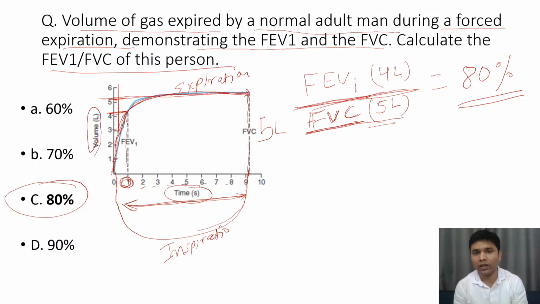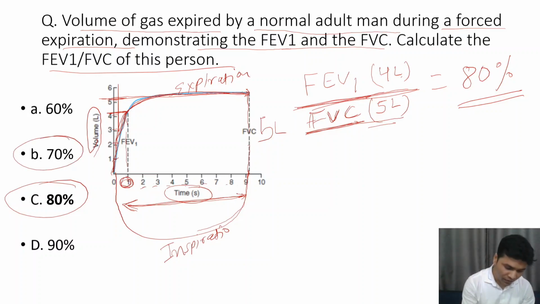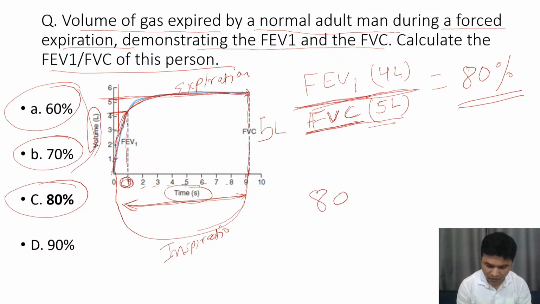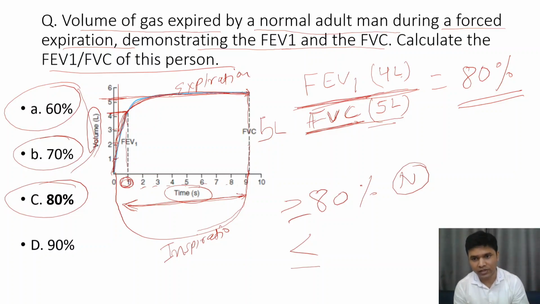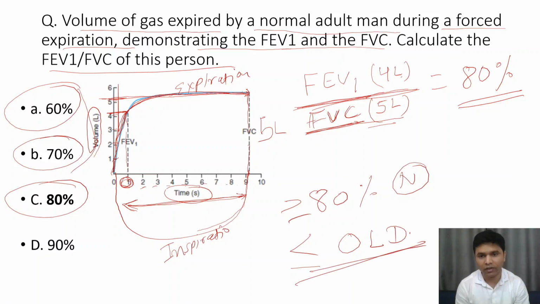But what is the meaning of that 80%? What if it comes to 70%? What if 60%? 80% or more than 80% is called normal. And if it is less than 80%, or less than 75% in some cases, that is called obstructive lung disease, OLD.